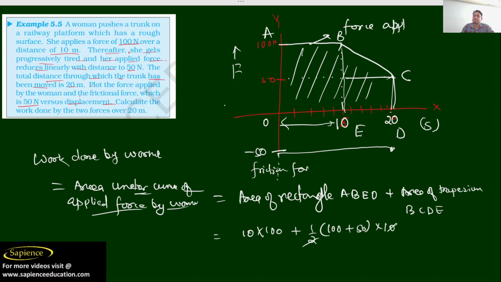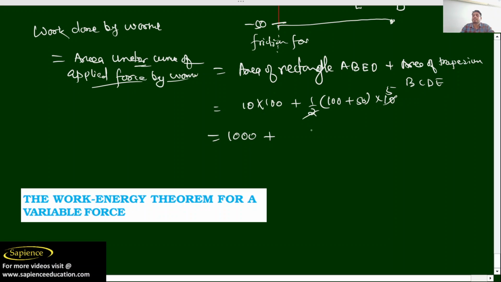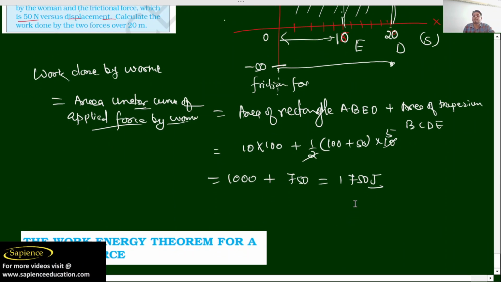So how much is it? 1/2 into 150 into 10. So this will be 1000 plus 750, which is 1750 joule. So total work done by the applied force is 1750 joule.